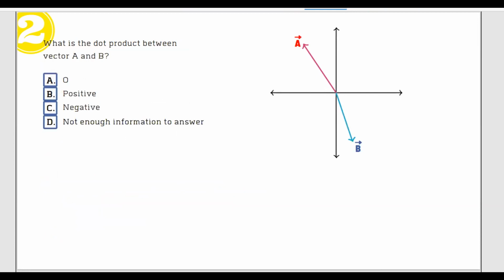Problem number 2. What is the dot product between vector A and B? The options here are: 0, positive, negative, or D, not enough information to answer this question. Remember at the beginning, we were given this information that the dot product, intuitively, tells us something about the orientation of the two vectors. So how can we figure this out?